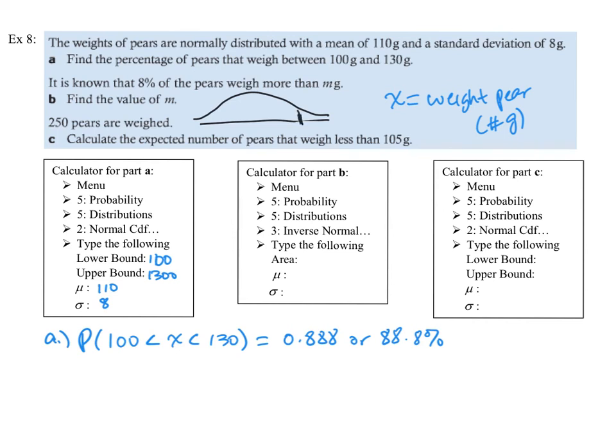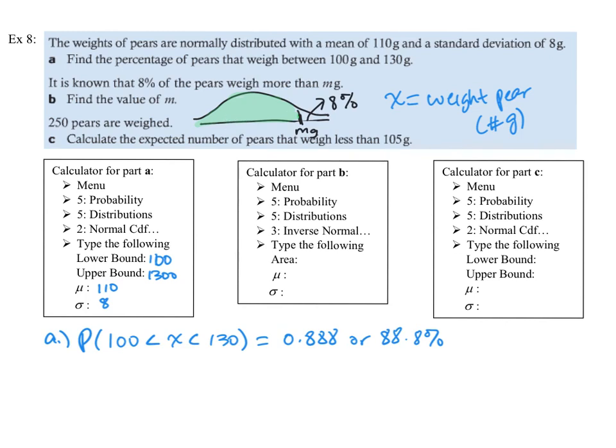So this would be m grams. And then 8% weigh more than m grams. That means that you have all of this area that weighs less than m grams. So that would be 92%. So when you go to punch numbers in your calculator, when it comes to area, that's what we need to put in. We need to put 92%, because if 8% of the pears weigh more than m grams, that means 92% weigh less than m grams.